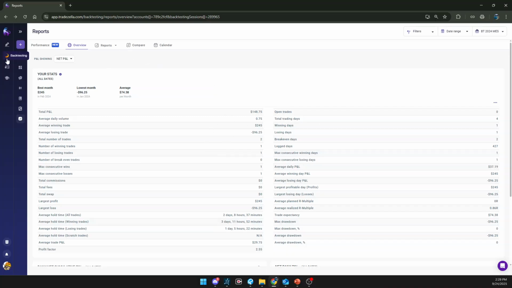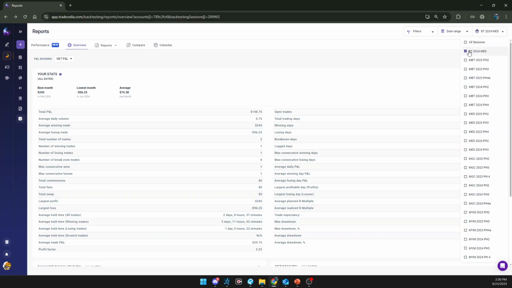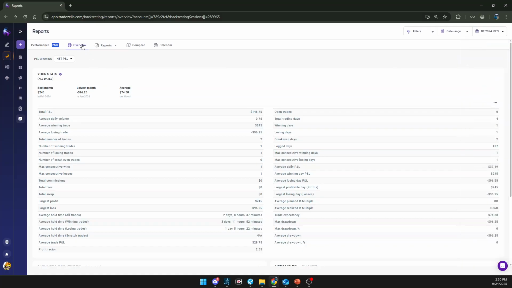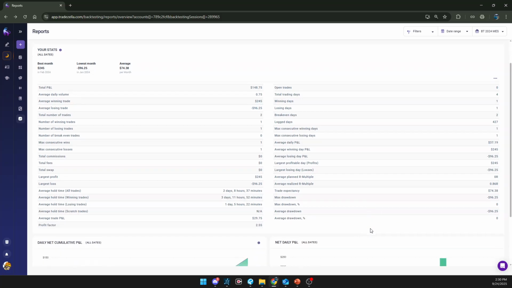TradeZilla. If you're in back testing, you can go to your trades. You come to here and go to your reports. This is just absolutely incredible information. Up here you can filter to the session, so I'm going with this session here. It doesn't have a whole lot of trades on it, so our report's going to be a little thin right now. So here you get an overview of everything.